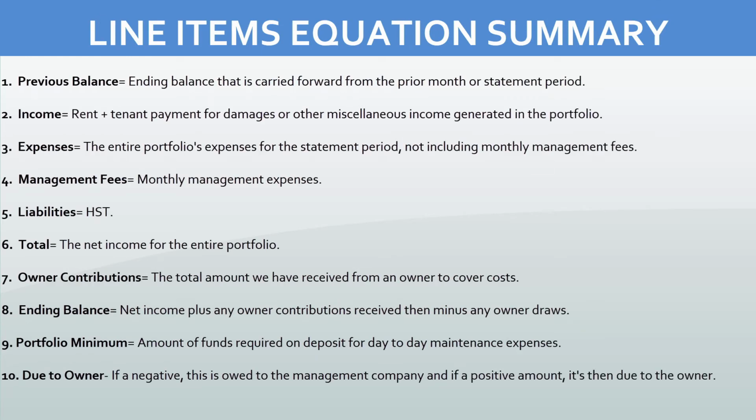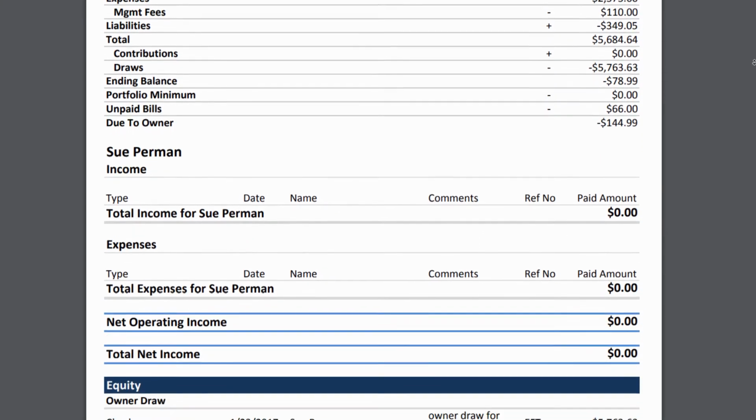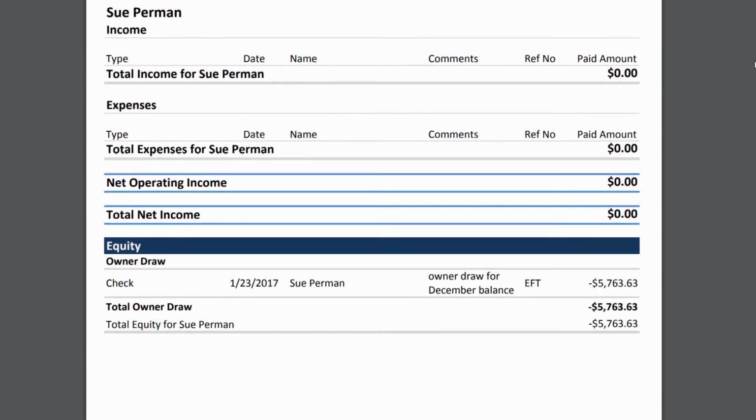Here is a summary of what we just discussed. Feel free to pause the video if you would like to take the time to read each point. Otherwise, we will continue. We will now take a look at the detail by transaction type for each property in the portfolio.